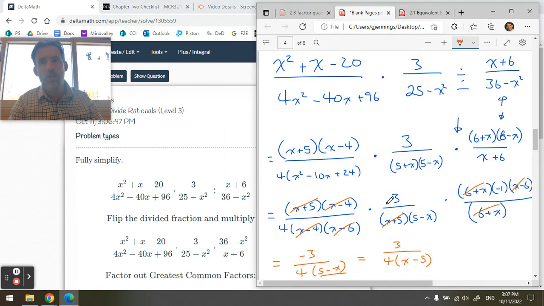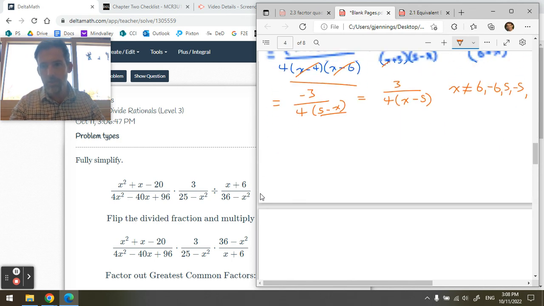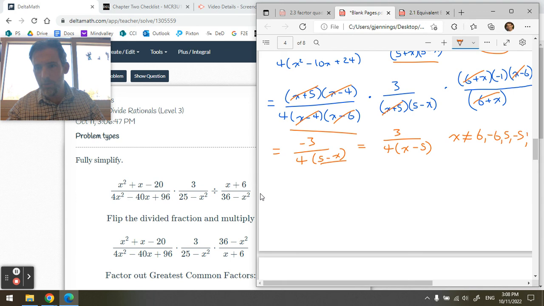Now, one other thing to note. Not in Delta Math, but we need to be able to state our restrictions. So here, this is providing us restrictions. x is not allowed to be 6 or negative 6 because that would have put a 0 on the bottom of that fraction. When we flipped, we got that on the bottom, but we already have that restriction. And then this gives us restrictions, so 5 and negative 5 are not allowed. And then this gave us restrictions as well. We already had the 6, but we need to add the 4. x cannot be equal to 4.